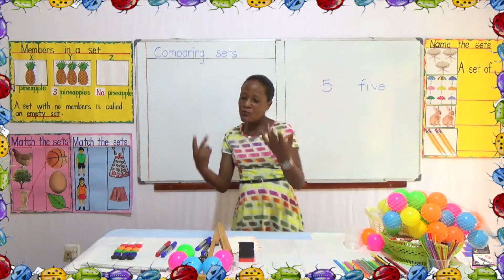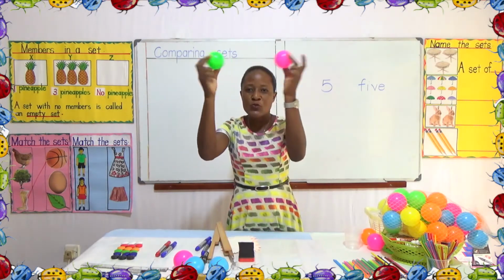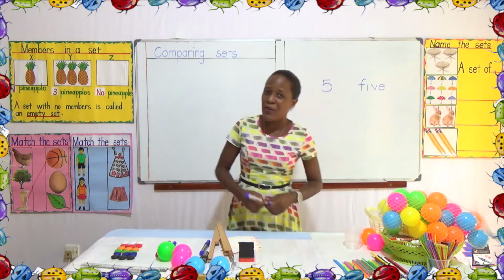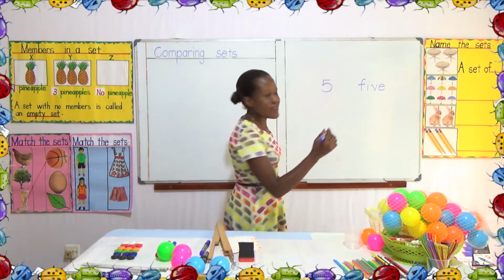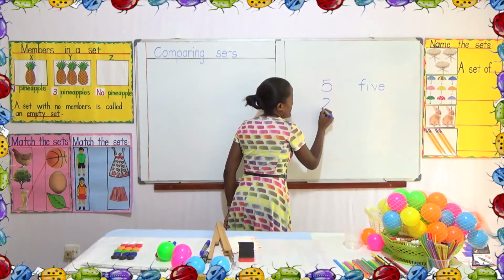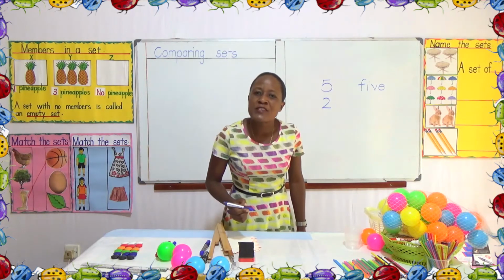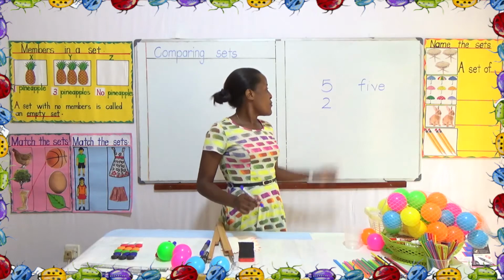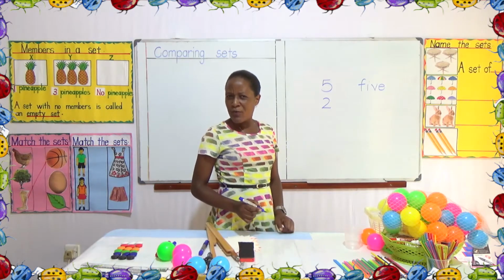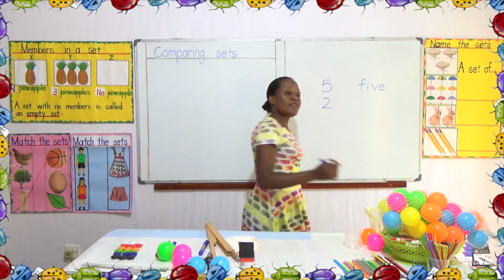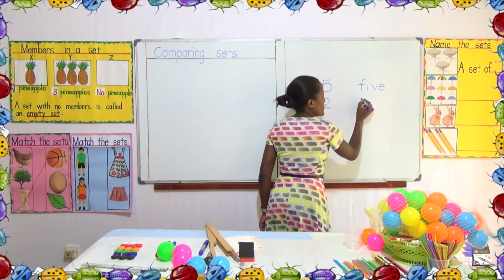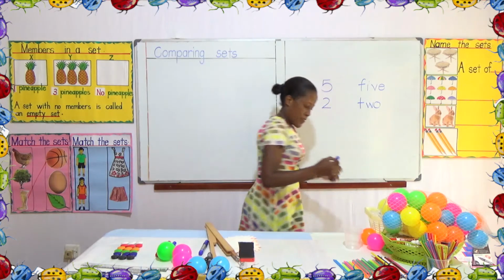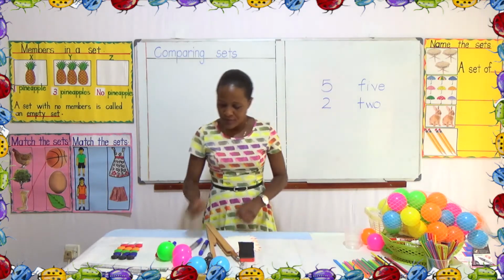What if I have 2 balls? 1, 2. 2 balls. How do we write number 2? This is just a reminder, okay? Number 2 is written like this. What of the word 2? We also looked at words, isn't it? How did we write the word 2? This is the way we wrote the word 2. That is the word 2.